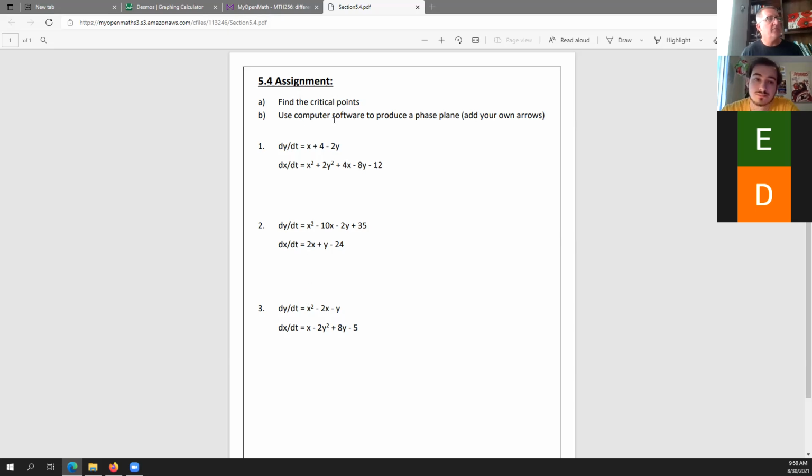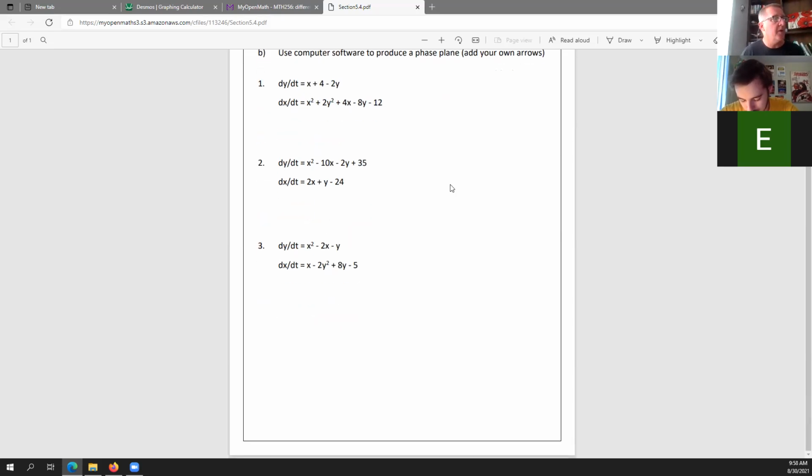So find the critical points, use software to produce a phase plane. And I said, add your own arrows. So you're going to need to print that, or scan it or take a picture of it and write it. But you got to add your own arrows onto that, or perhaps you'll find a better computer software site that'll actually produce the arrows automatically. If you do, then use that. That's fine. But you got to get me that somehow, so is that a printer or is that scanning it? But you got to be able to add the arrows yourself. Otherwise you're not really done.